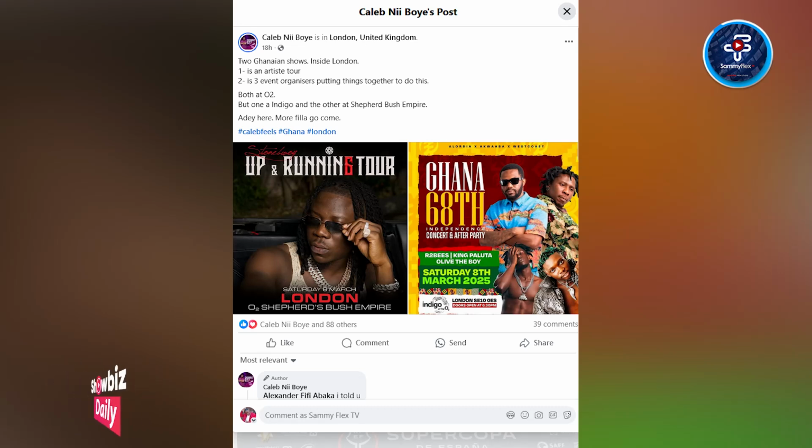Not Indigo. A different venue, where the first one, which is Stonebwoy's show, you know the Indigos, they have different auditoriums, like different halls. O2, yes. What Stonebwoy is going to do is at the place called O2 Shepherd's Bush Empire. It's like the National Theatre and Conference Center. And this one is called Indigo O2, where Medikal played his show. So they are different venues. Exactly.